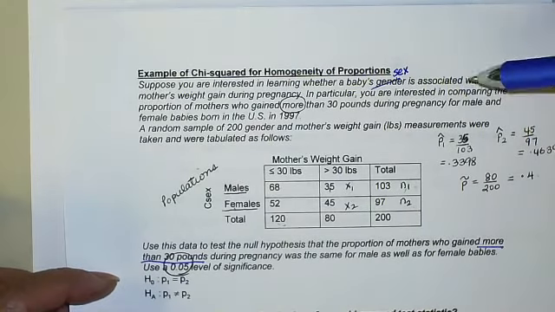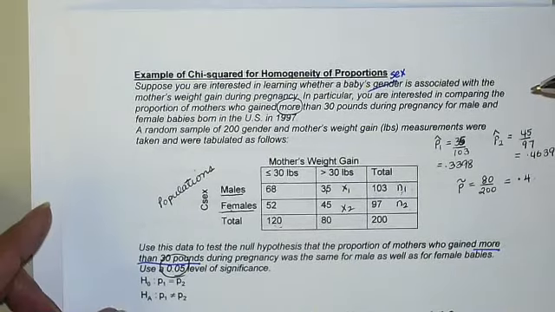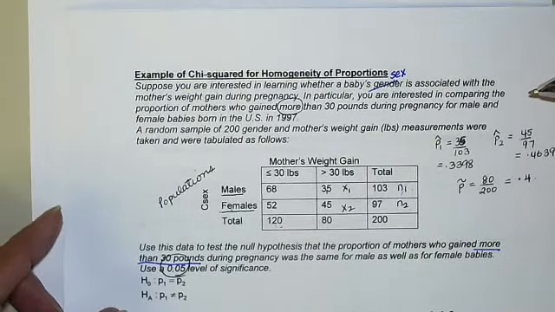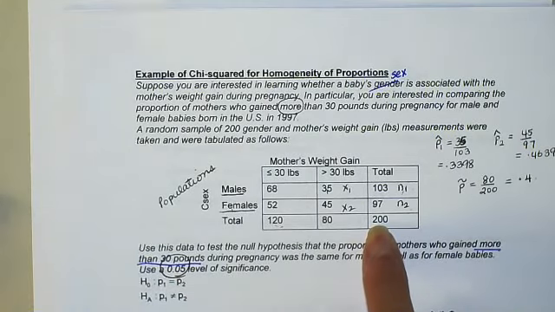In particular, you are interested in comparing the proportion of mothers who gained more than 30 pounds during pregnancy for male and female babies born in the U.S. in 1997. A random sample of 200, that's your grand total here, 200 gender and mother's weight gain measurements were taken and were tabulated as follows.